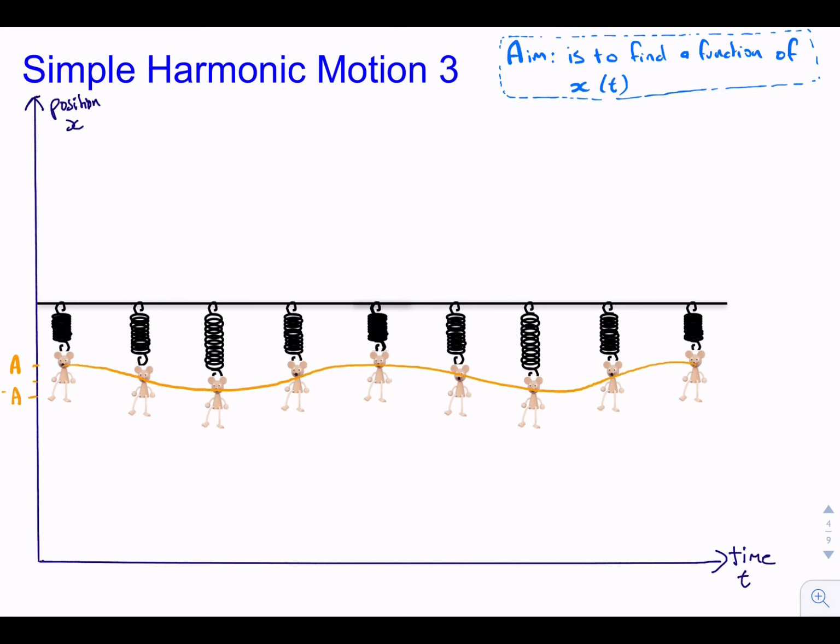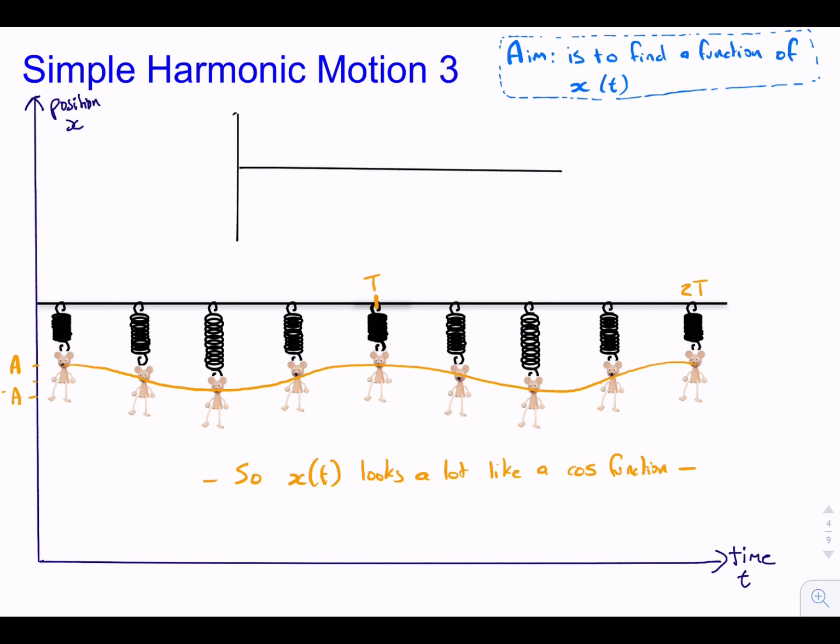So this looks a lot like the trigonometric function cosine, and indeed it is. It's a bit hard to see in this example, so I'll draw another cos function up here to make it more obvious. I'll draw it from A to minus A with a period of T, and I'll draw two complete cycles. So you can see that x of t is indeed a cosine function.